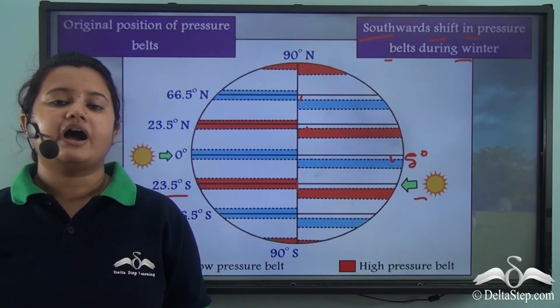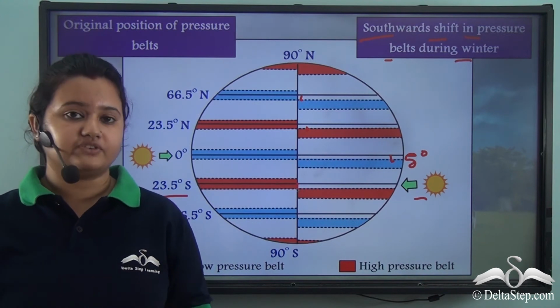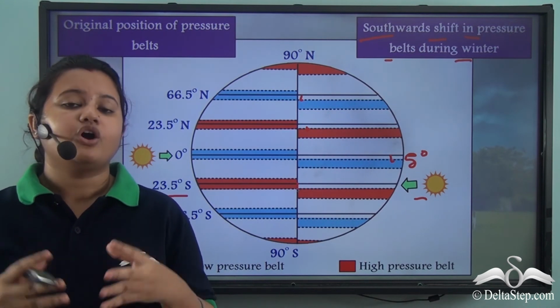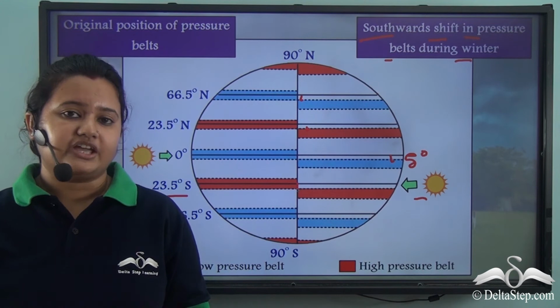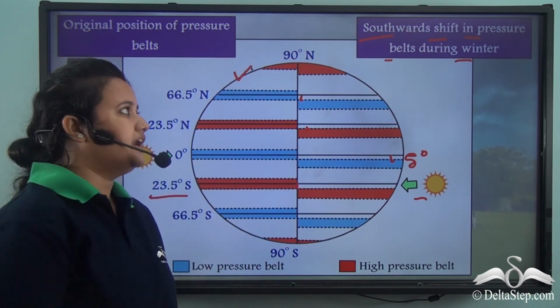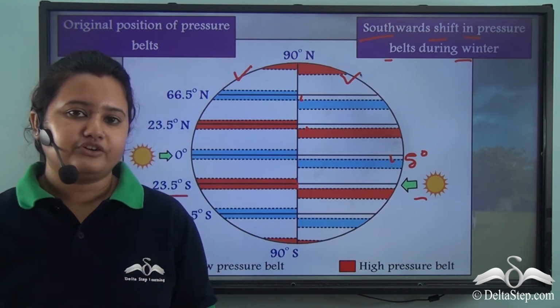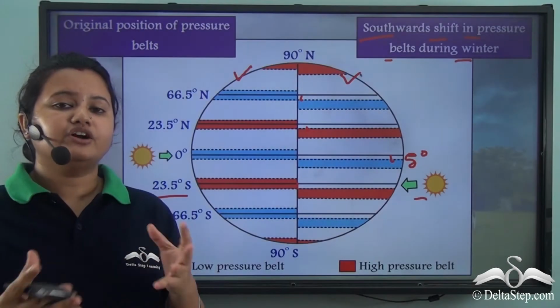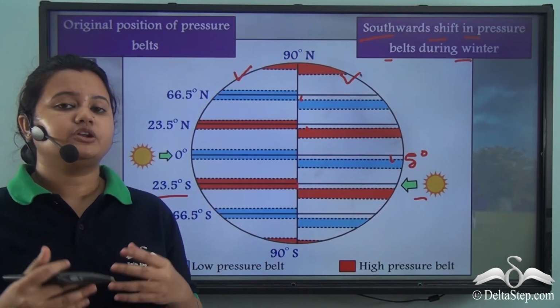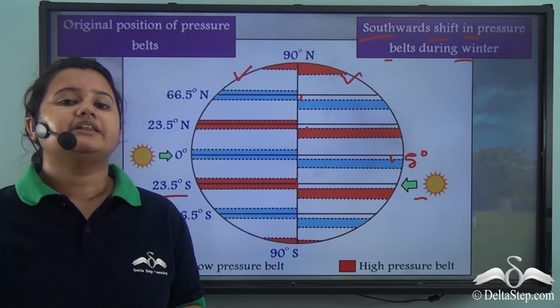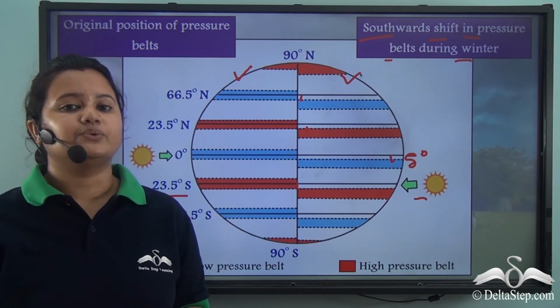Now, if you remember, I asked a question at the beginning of this video. I asked you whether the pressure belts would remain static or their position would change if the earth is tilted. So here we see that the pressure belts would not remain stationary, rather their positions will shift on account of Earth's inclination and revolution. And here we see that the position of pressure belts shifts seasonally. It shifts northward during summer, while the pressure belts shift southwards during winter.